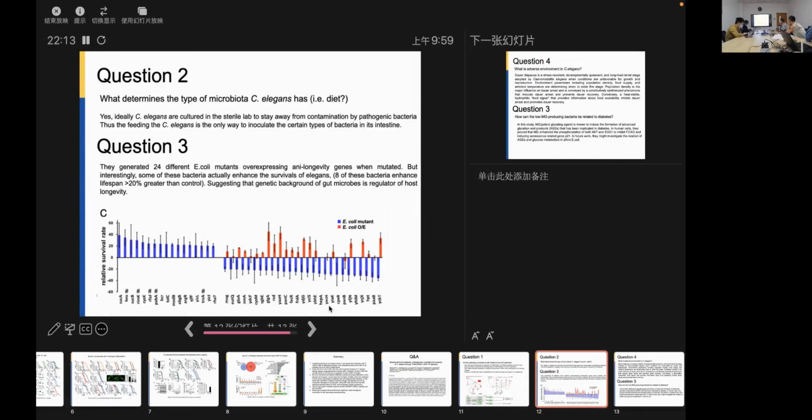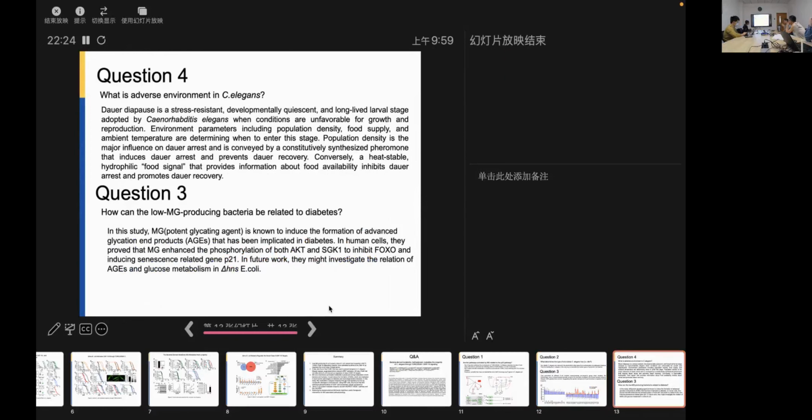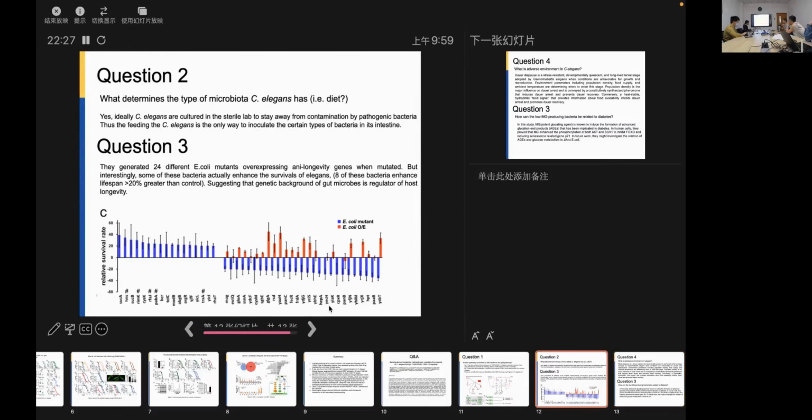So the conclusion is that the genetic background of the gut microbes is a regulator of the host longevity. The reason they did this experiment is to track the genetic background of the gut microbes that regulates host longevity, and then choose a couple of these mutants to perceive the mechanism.